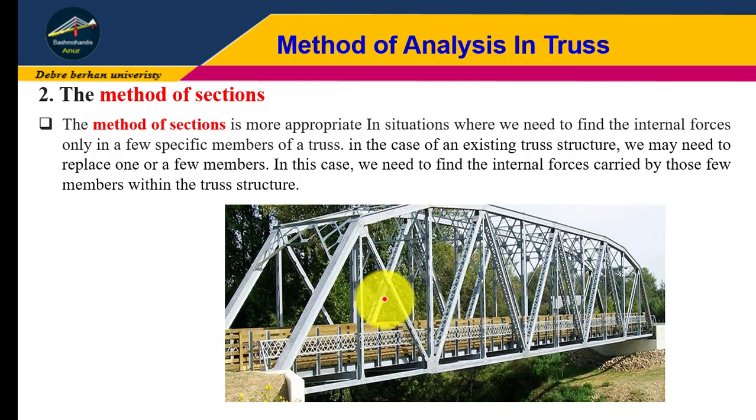To understand this, let me just give you some clarification about method of section. The method of section is more appropriate in a situation where we need to find the internal force only in a few specific members of a truss. In the case of an existing truss structure, we may need to replace a few members. In this case, we need to find internal forces carried by those few members within the truss structure.